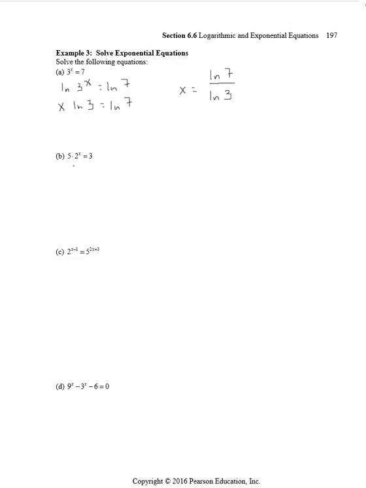In part B, it's essentially the same thing, but we have to move the 5 to the other side of the equation first. So we have 2 to the x equals 3 over 5, which means that the natural log of 2 to the x equals the natural log of 3/5.